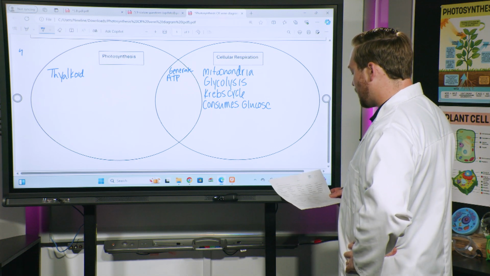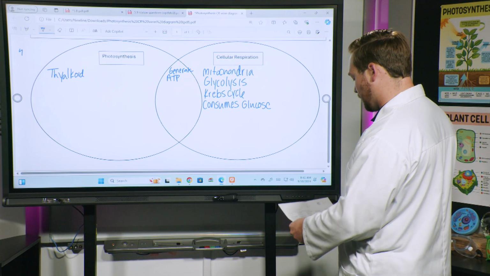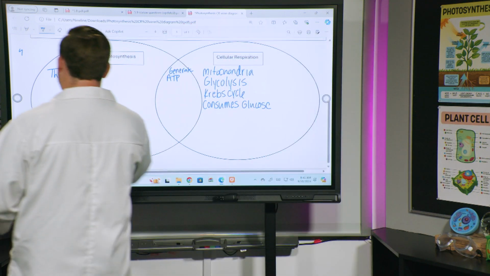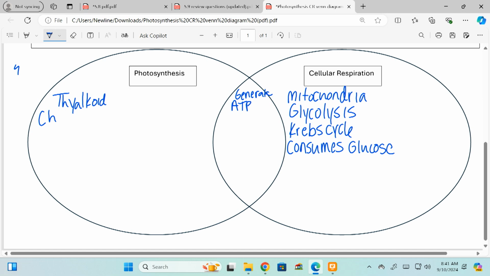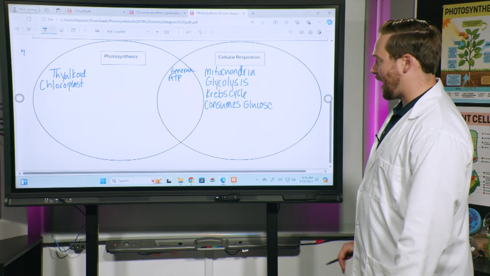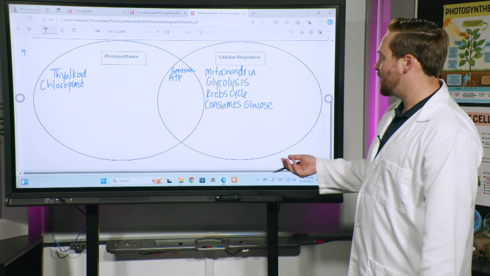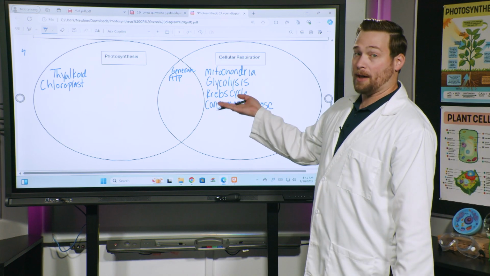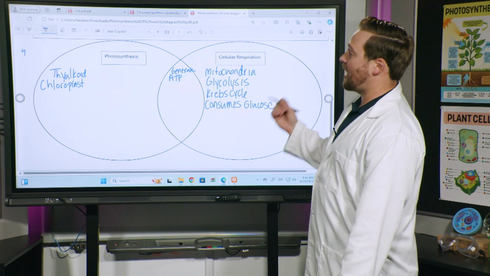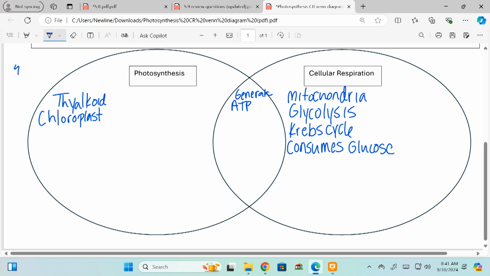Great. So let's keep it going. Chloroplasts. Should chloroplasts go under photosynthesis or cellular respiration? I'm thinking photosynthesis. The chloroplast is the main organelle for photosynthesis, so let's put that over here. Great work. All right, the next one is the Calvin cycle. I think it is kind of easy to confuse it with the Krebs cycle because they sound alike. But the Calvin cycle is part of photosynthesis, so I'll put Calvin cycle here.